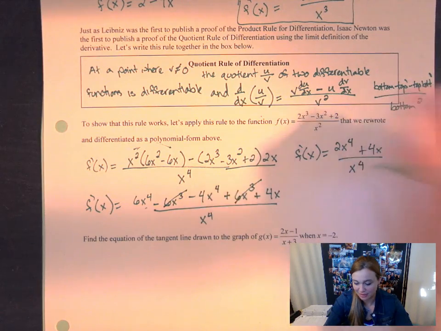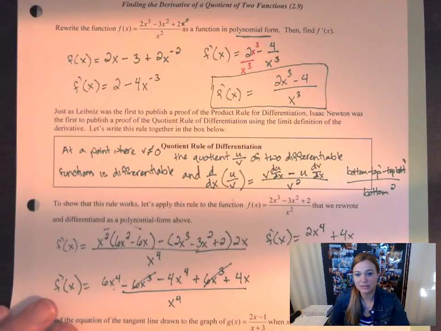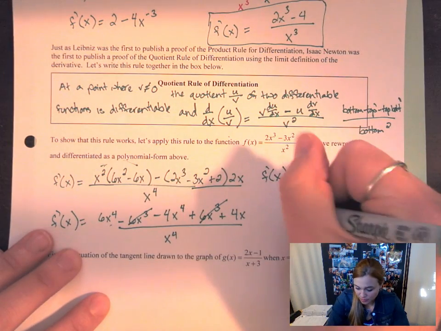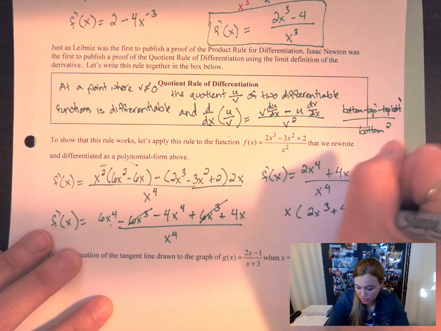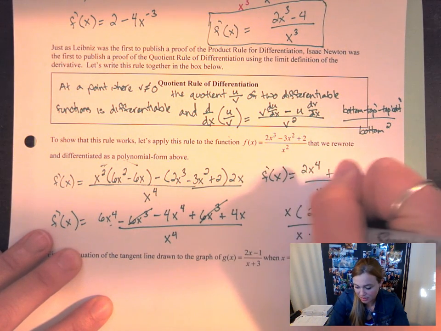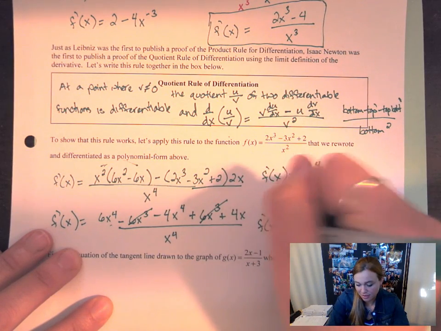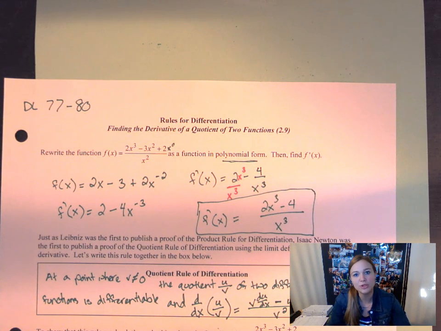And you might be thinking, that's not what I got up here. But if you factor out an x, I can say this would be x, 2x to the third plus 4 over x times x to the third. Now this is exactly the same thing that I got here. So the product rule, I'm doing it again. Oh my goodness, it's like calling somebody by their sister's name. Now, the quotient rule works.